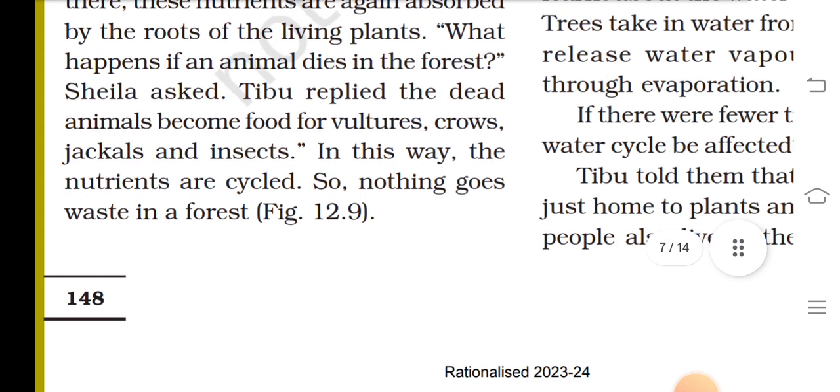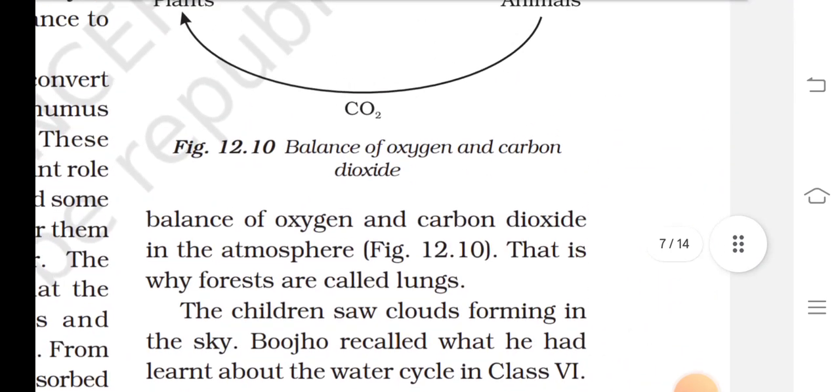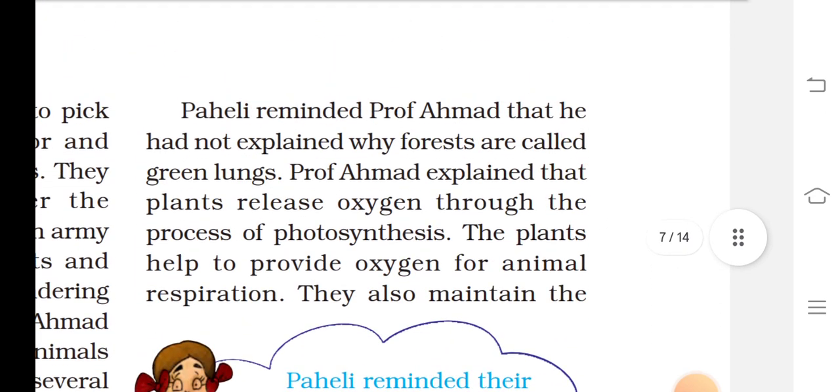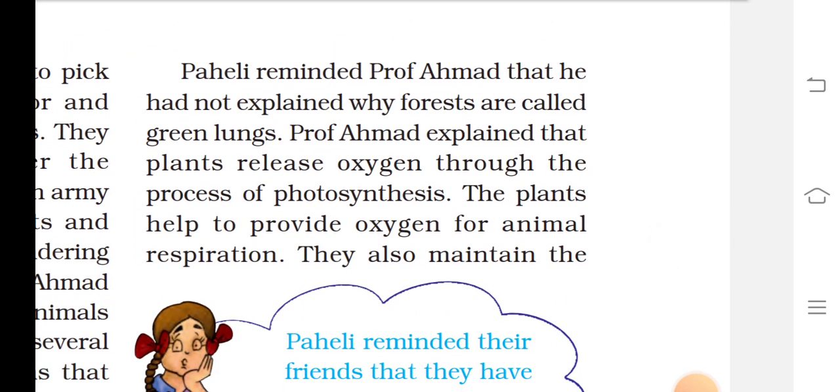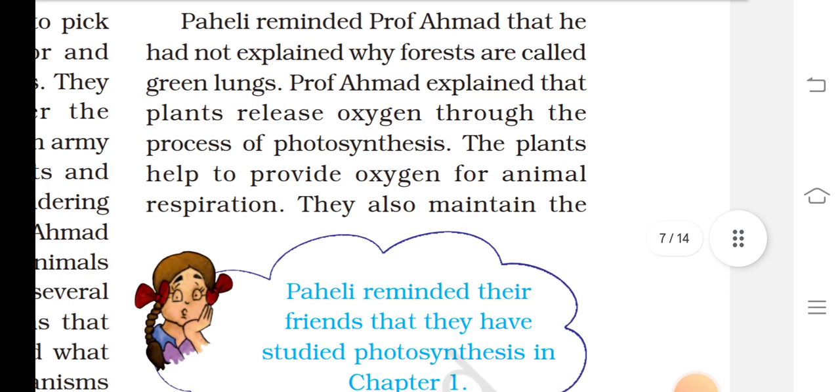What happens if an animal dies in the forest? Sila asked. Tibu replied that dead animals become food for vultures, crows, jackals, and insects. In this way, the nutrients are cycled, so nothing goes waste in a forest. Paheli reminded Prof. Ahmed that he had not explained why forests are called green lungs.